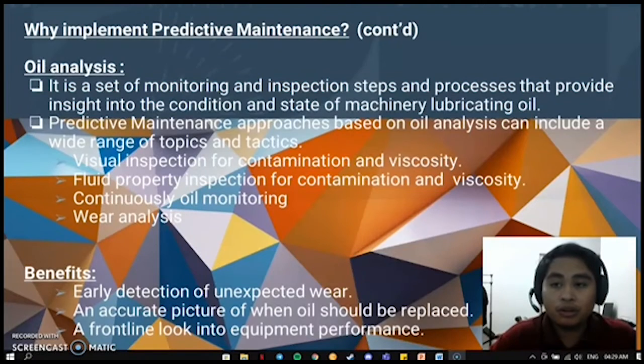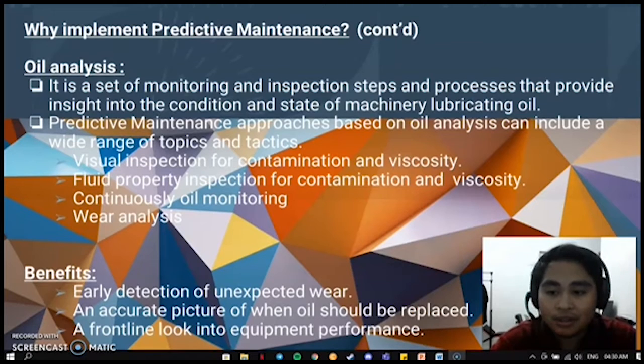Next is why do we implement oil analysis in predictive maintenance. Oil analysis is a set of monitoring and inspection steps and processes that provide insight into the condition and state of machinery lubricating oil. A predictive maintenance approach based on oil analysis can include a wide range of topics and tactics such as visual inspection for contamination and viscosity, fluid property inspection for contamination and viscosity, continuous oil monitoring, and wear analysis.